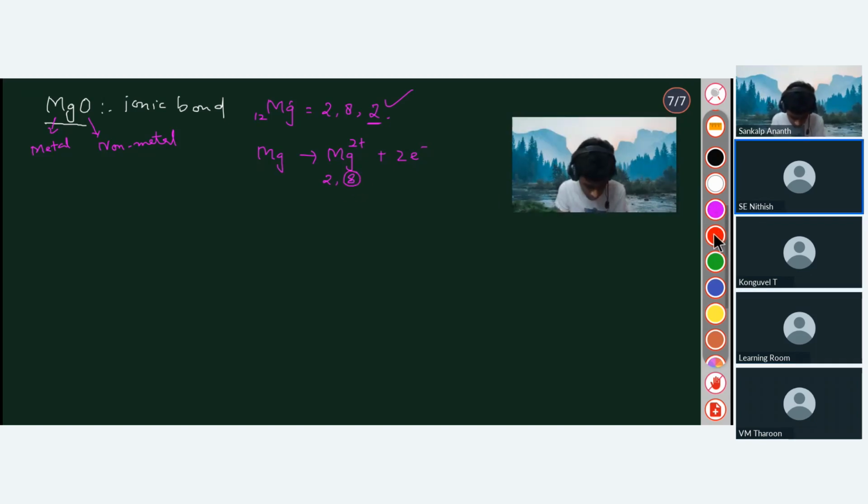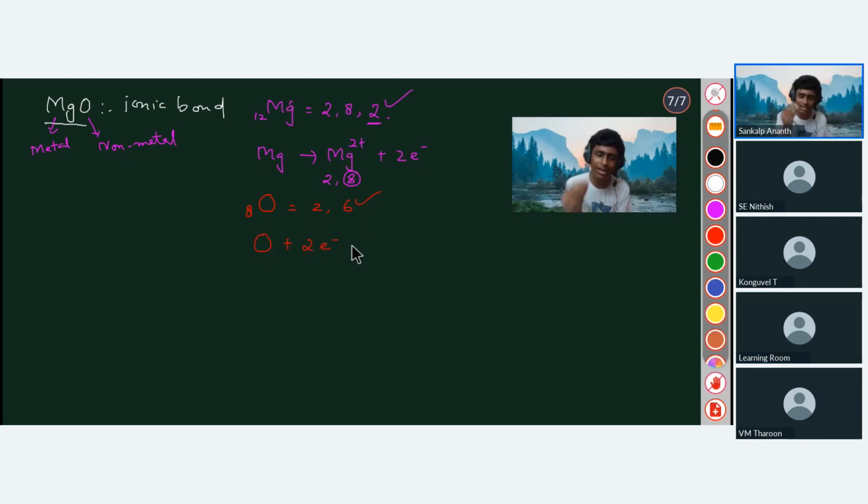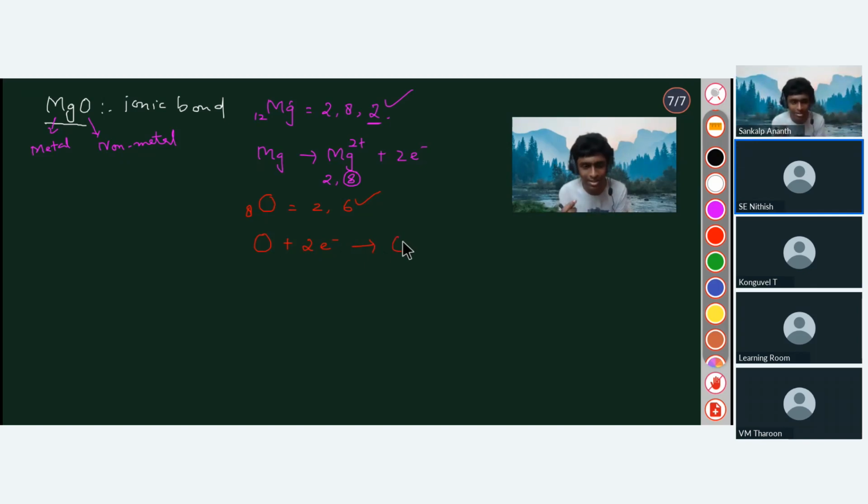Now tell me about oxygen. Oxygen has 6 valence electrons, so its octet is not complete. So oxygen will just gain 2 electrons, which were lost by magnesium, and it will also complete its octet.